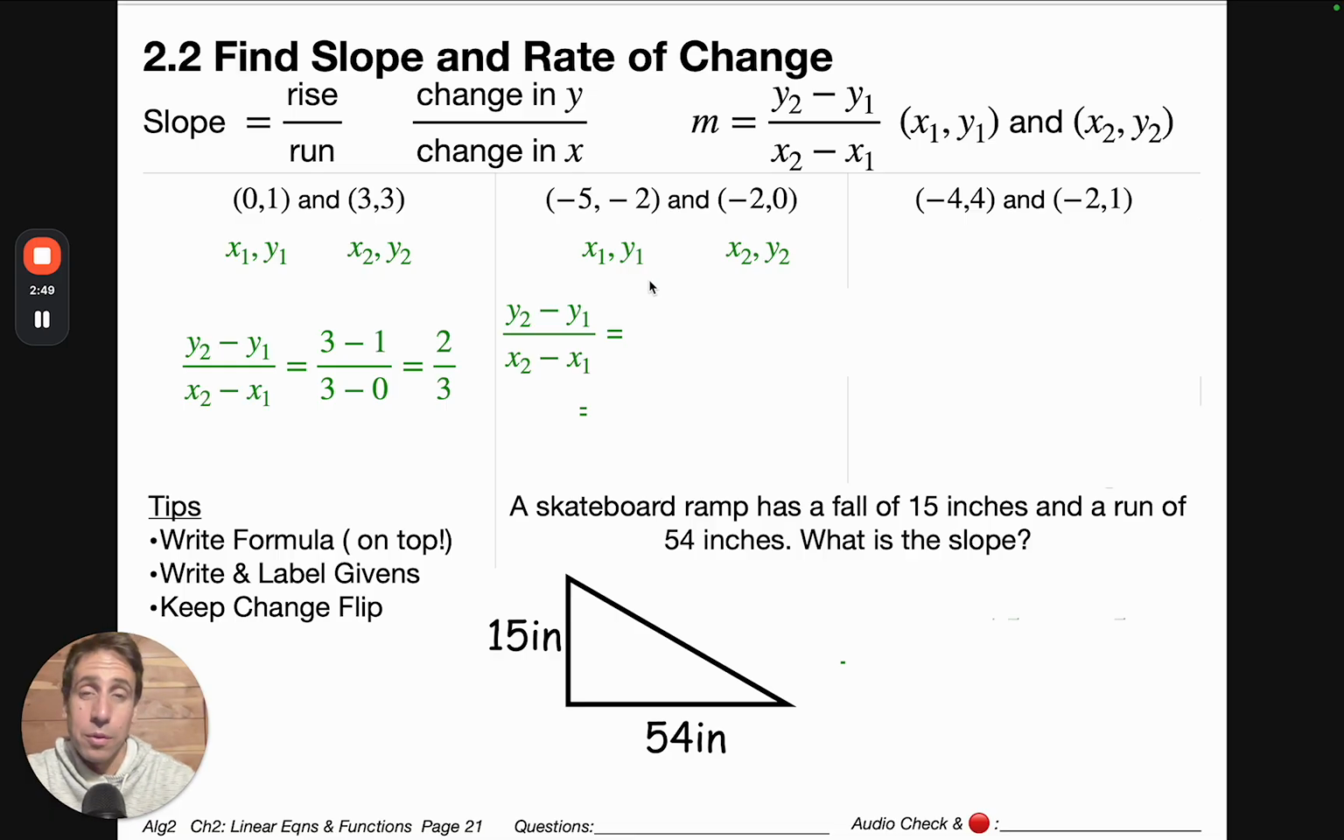Now that we have it labeled, we can see y2 is going to be 0, y1 is going to be negative 2, x2 is going to be negative 2, x1 is going to be negative 5. And notice there's also subtraction. Holy moly, look at all the negatives and the subtraction going on here. We got 0 minus a negative, minus a negative.